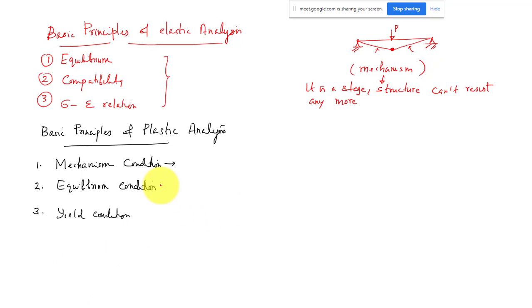I will write down one sentence, then I will explain it later on. The mechanism: at the ultimate load, the number of plastic hinges must be just enough to form a mechanism.